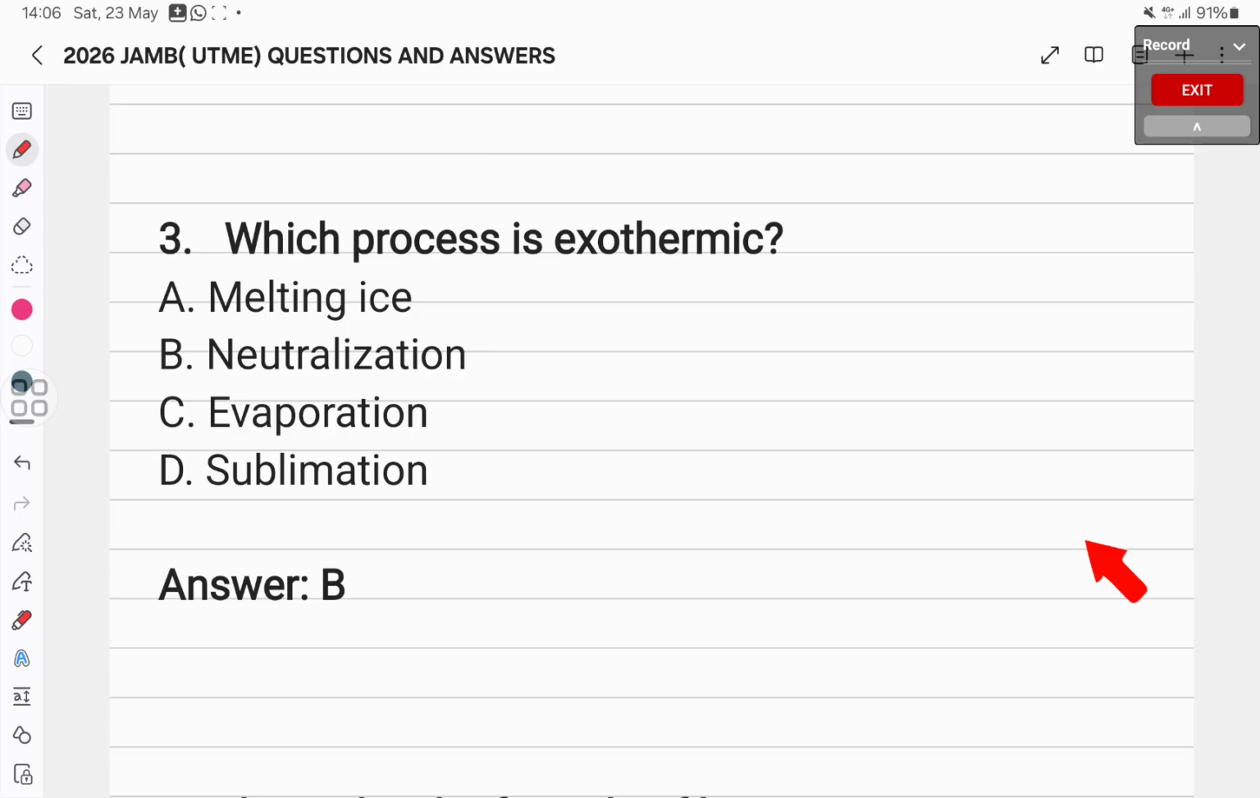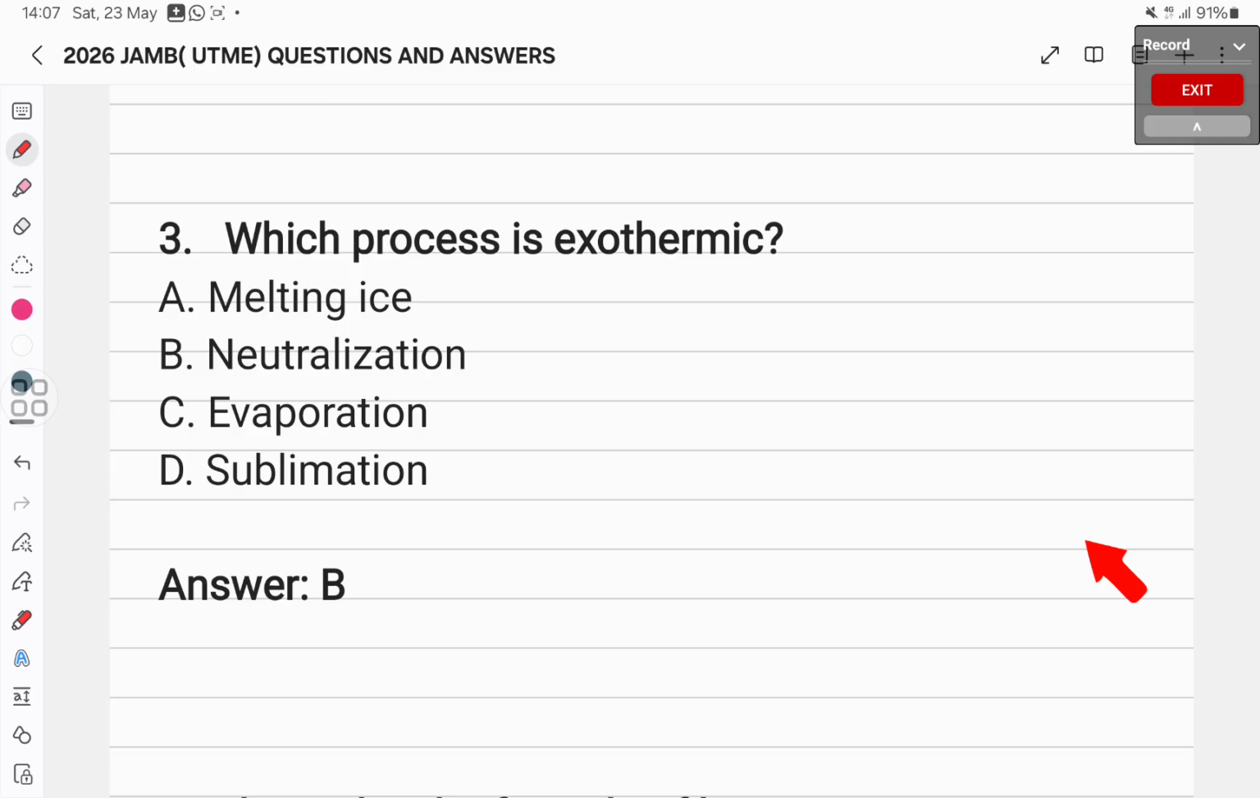So exothermic and endothermic processes are based on whether there is loss or gain of heat between the system and the surroundings. So in this case, melting ice is a physical process. Melting of ice requires gaining of heat by the ice from the surroundings, so it is endothermic. Evaporation requires gaining of heat. The liquid needs to gain heat from the surrounding to evaporate, so it is endothermic. Sublimation also requires heating. Any process generally or any reaction that requires gaining heat for it to occur is endothermic.